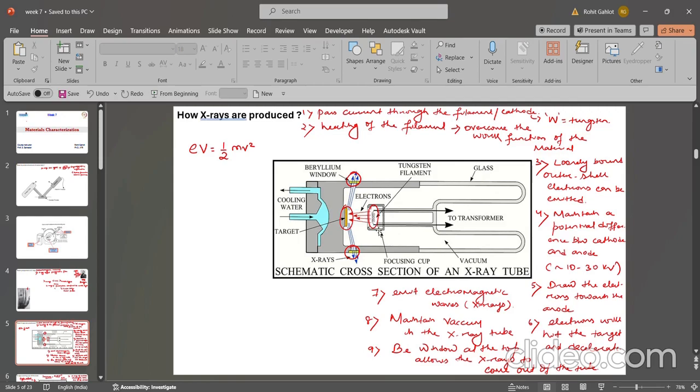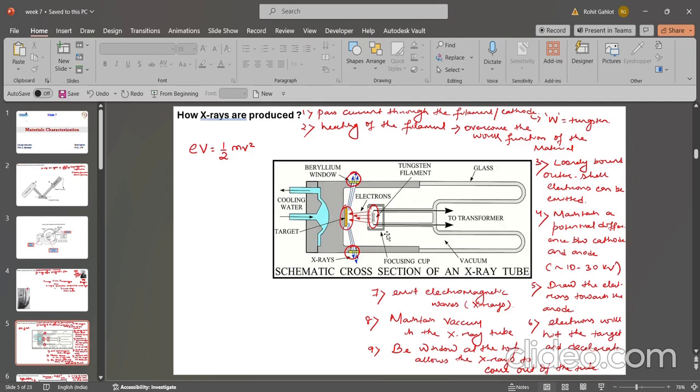Firstly, the current is passed through the filament or your cathode. Generally, tungsten is used. Due to the current passing, the heating of your filament happens, and when this overcomes the work function of the material, then the loosely bound electrons, the outermost shell electrons, start to emit. As you can see, these electrons are emitting, and then a potential difference is maintained between the cathode and the anode of around 10 to 30 kilovolts.